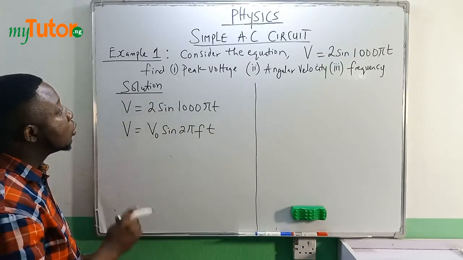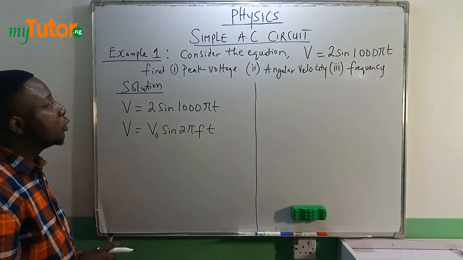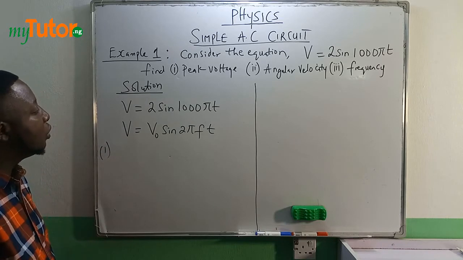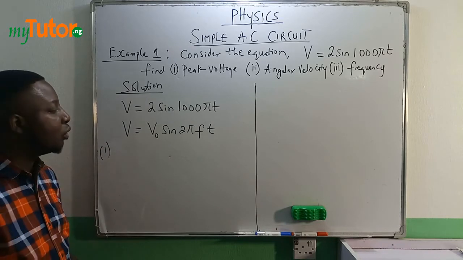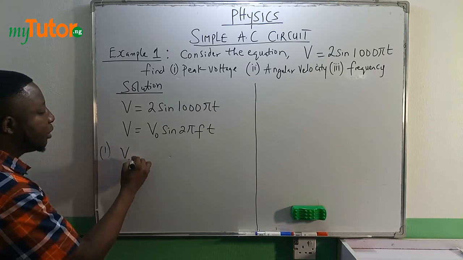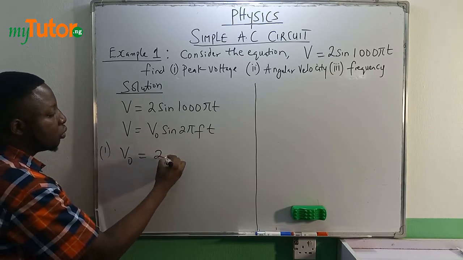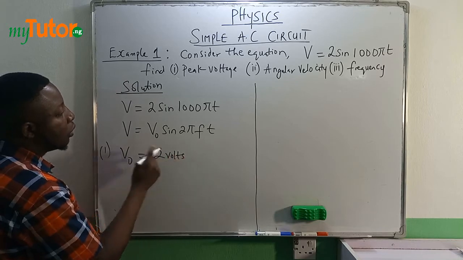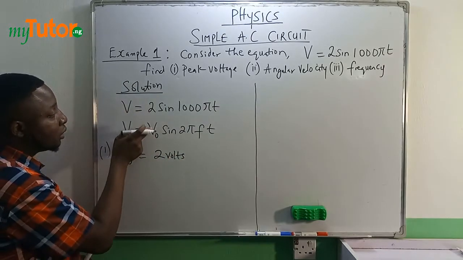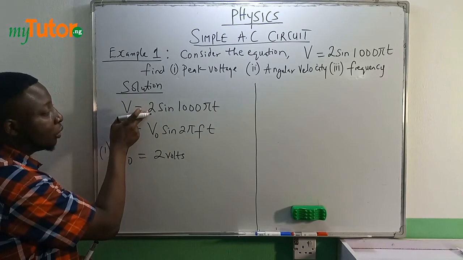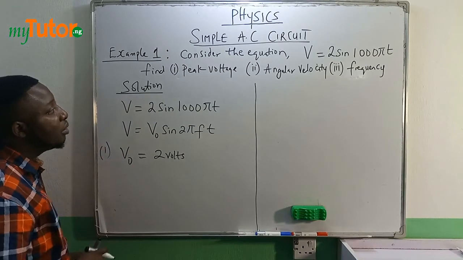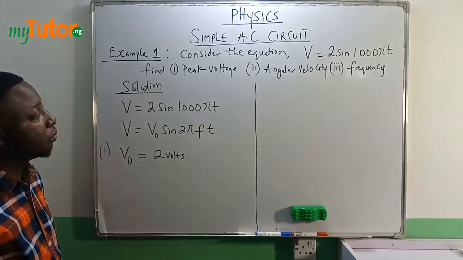So the first question says that we should find the peak voltage. If we compare the two equations, we know that the peak voltage is our V naught. So our V naught, which is the peak voltage, is equal to 2 volts. By comparing, V naught is our peak voltage, and what we have on our equation, where the V naught is supposed to be, is 2. So the peak voltage is equal to 2.